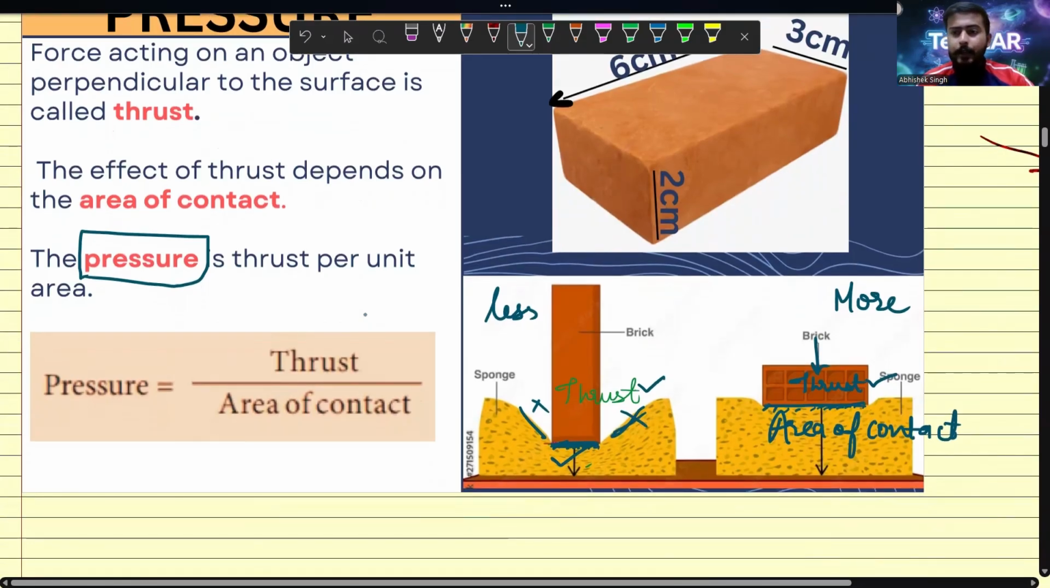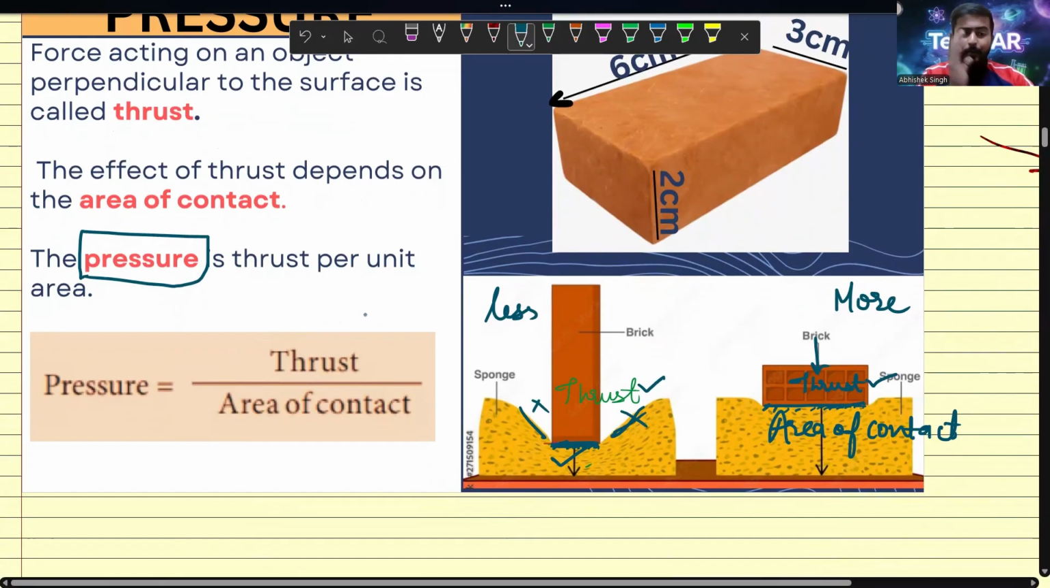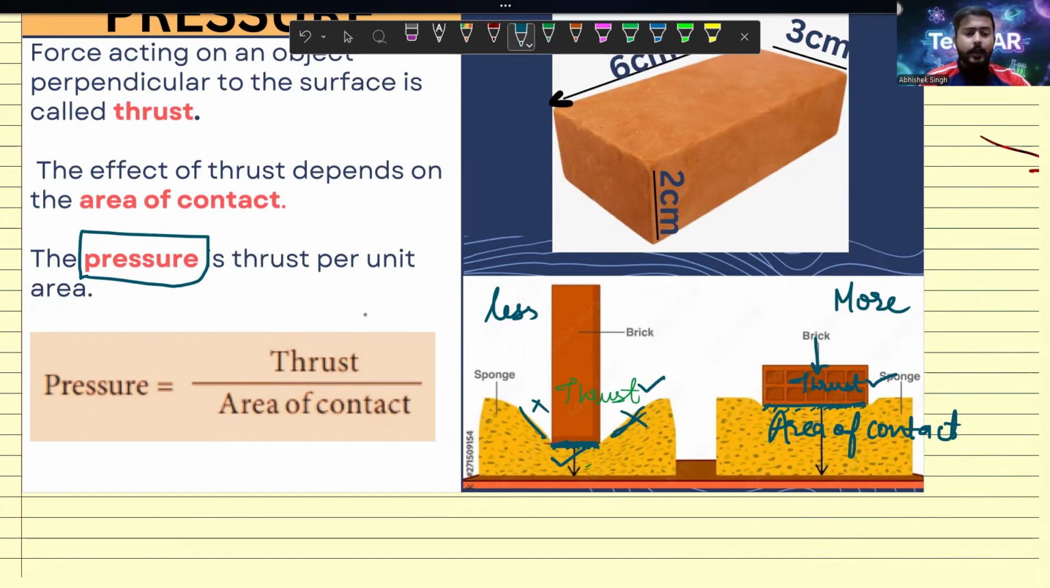So how can we calculate pressure? We talk about thrust and we talk about the area of contact. So pressure can be defined as thrust per unit area. That means thrust by area of contact. Getting it? So now let's talk about an interesting thing. What could be the SI unit of pressure?